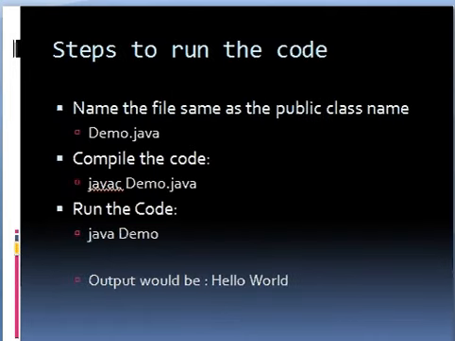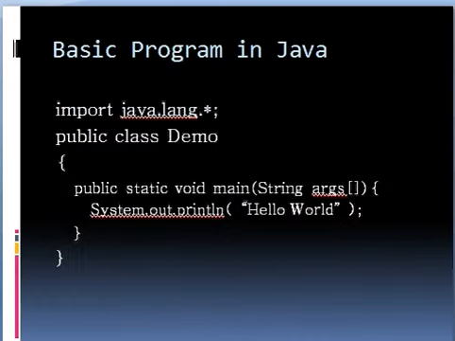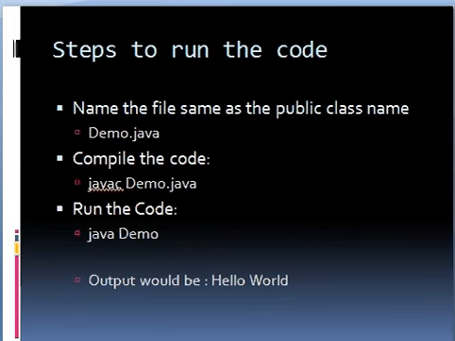Now what are the steps to run this code? First of all, you have to name the file same as the public class name. So since we had the public class as Demo, the file name will have to be Demo.java. .java is the extension for any Java code.